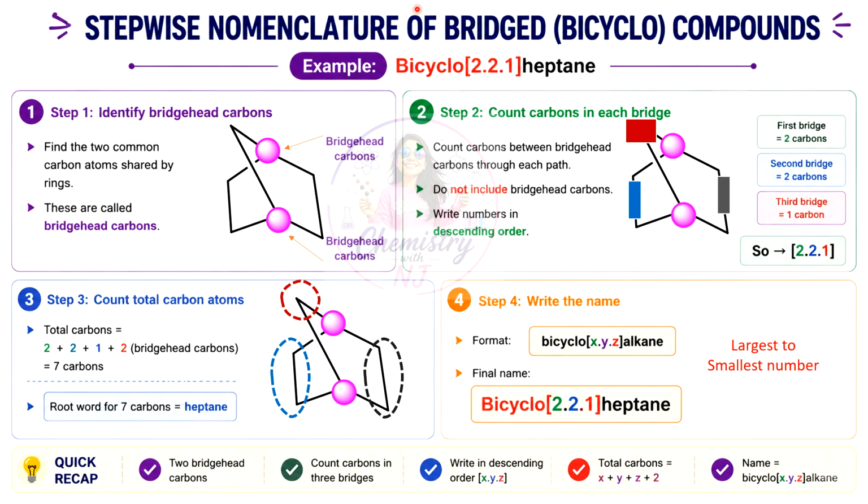So when writing the name of bicyclo compounds, first find the bridgehead carbons, count the carbons in all bridges, then write the numbers in descending order, then count total carbons, then write the final name.